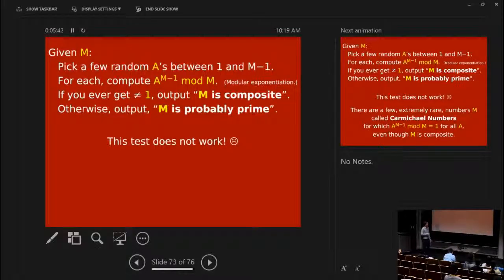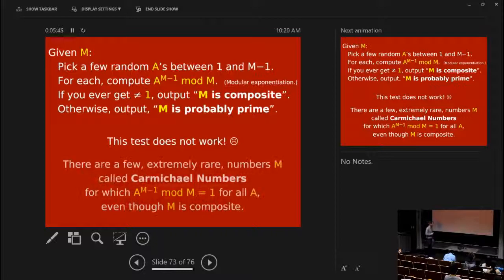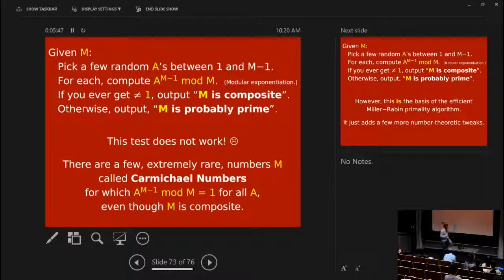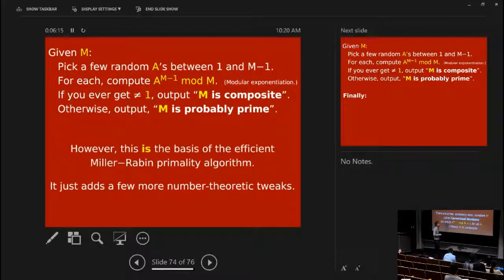Now, it's actually a good idea, but unfortunately it doesn't work. Because very annoyingly and interestingly, there are a few rare numbers m, called Carmichael numbers, which have the annoying property that they satisfy Fermat's little theorem somehow. a to the m minus 1 mod m is always 1 for every a. So if you run this algorithm on a Carmichael number, it's always going to say prime, even though they're composite numbers. So that's a shame. It's a good idea, though.